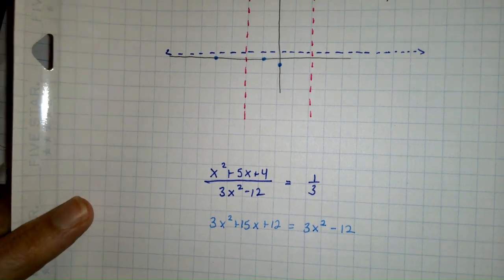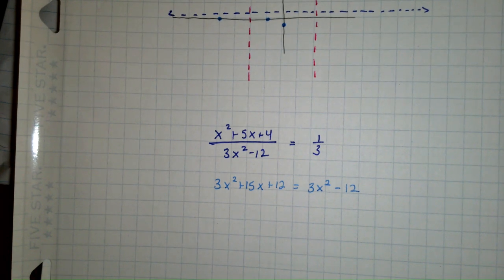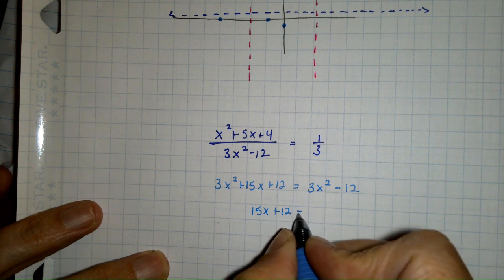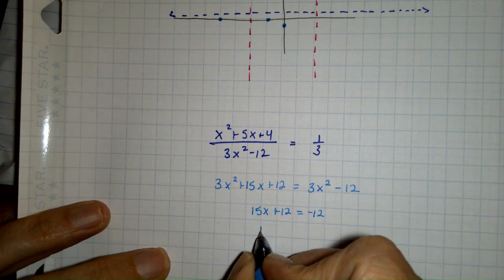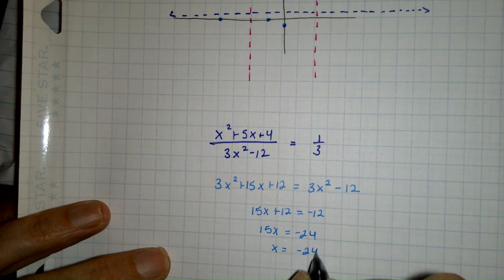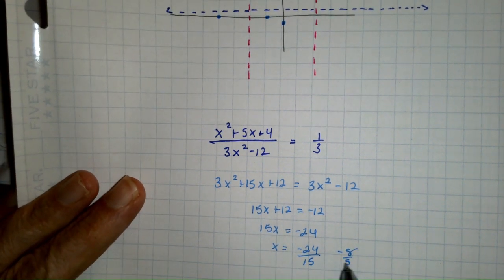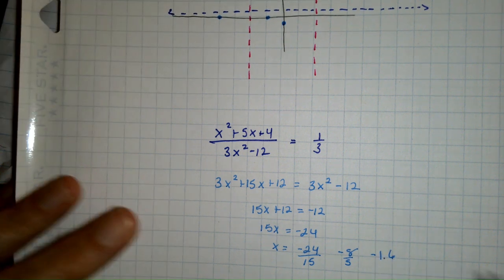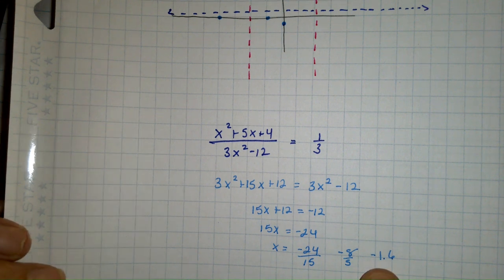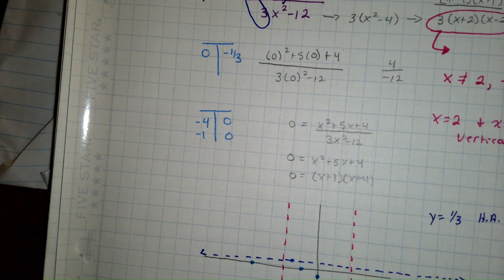Okay. Right now it looks like quadratic, so we would set it equal to 0, but if I were to subtract 3x squared from both sides, it cancels out. So 15x plus 12 equals negative 12. So 15x equals negative 24. So x equals negative 24 over 15. They both divide by 3, negative 8 over 5, right? Or negative 1.6 if you're a decimal person. So yes, we cross the horizontal asymptote at x is negative 1.6. That'd be like right there.